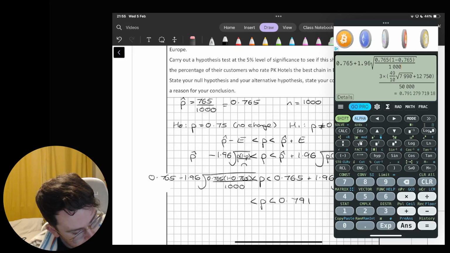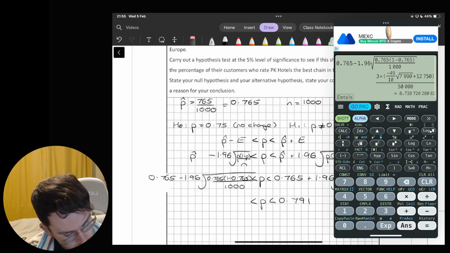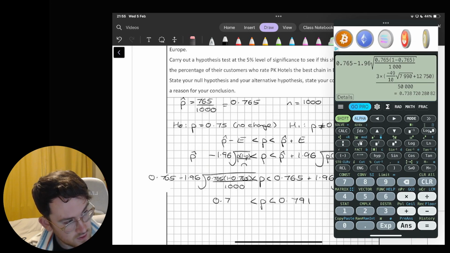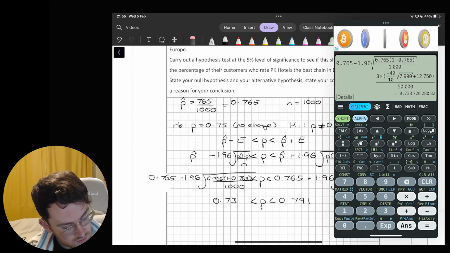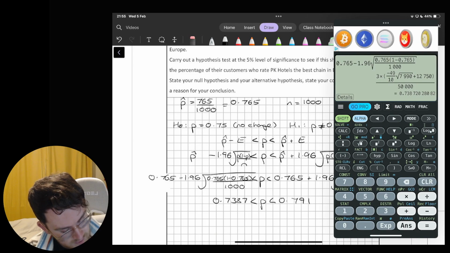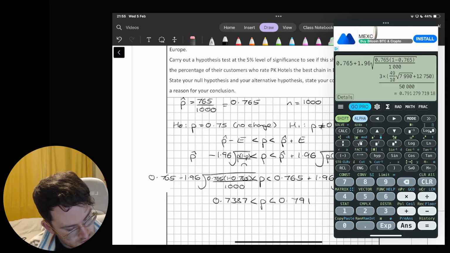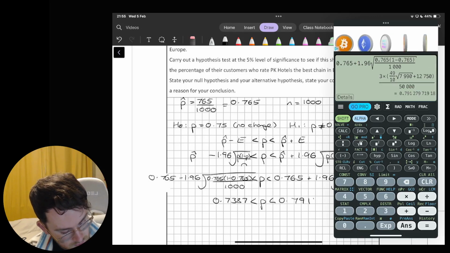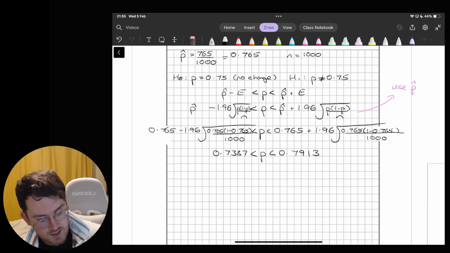Okay, and going on the other side, we'll subtract that value also and get 0.738 or 0.739. So we'll go 0.7387 and 0.7913. Okay, we'll go to four decimal places there. So that's our hypothesis test.